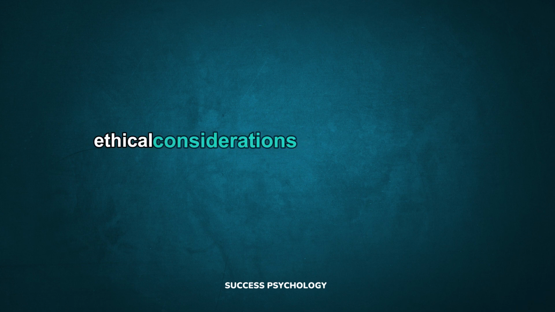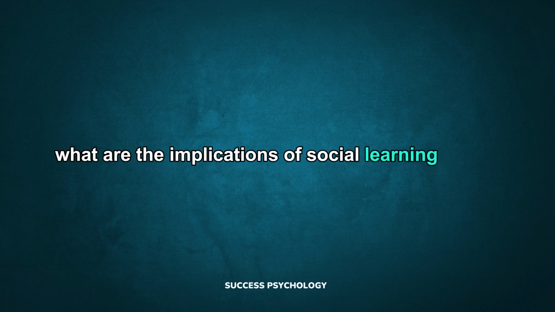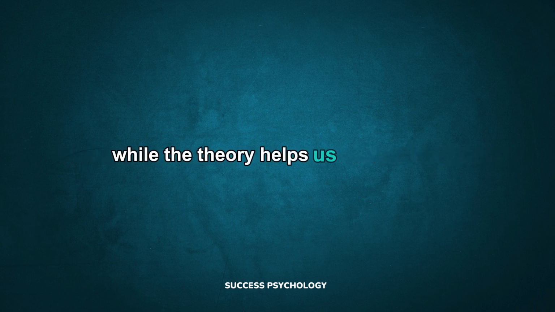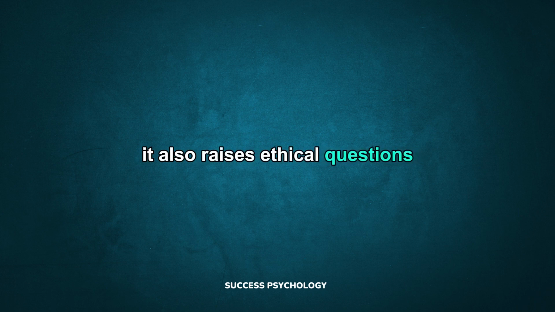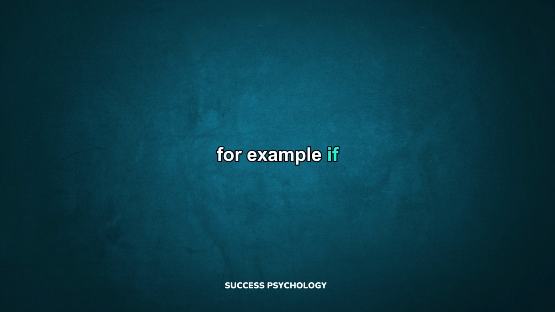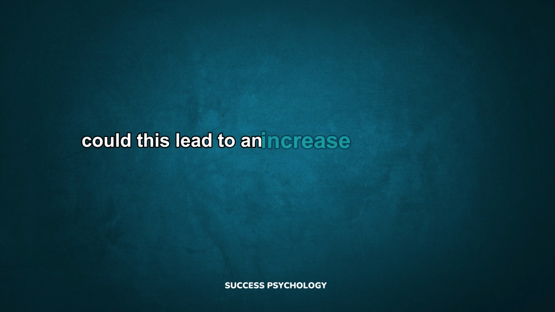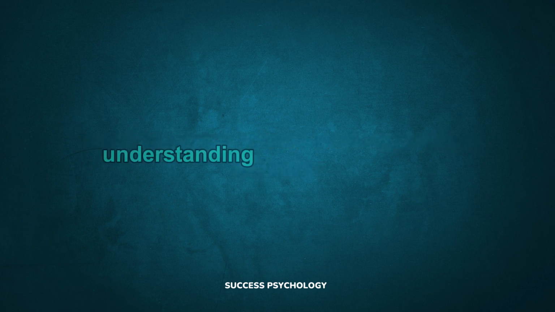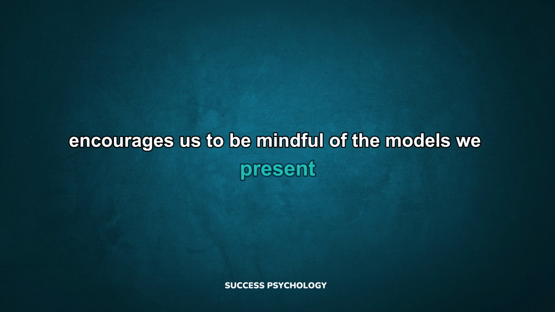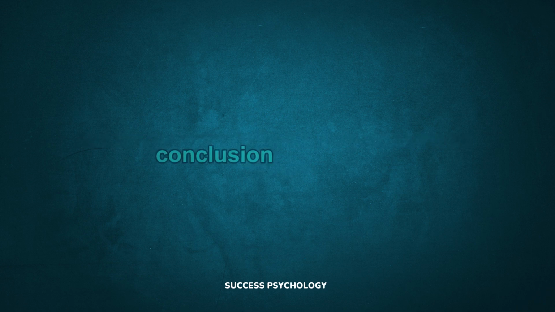Ethical considerations. Now you might be wondering, what are the implications of social learning theory? While the theory helps us understand how behaviors are learned, it also raises ethical questions, particularly in media and advertising. For example, if people are constantly exposed to violent behavior in media, could this lead to an increase in aggressive behavior? Understanding social learning theory encourages us to be mindful of the models we present and the potential influence they can have on others.